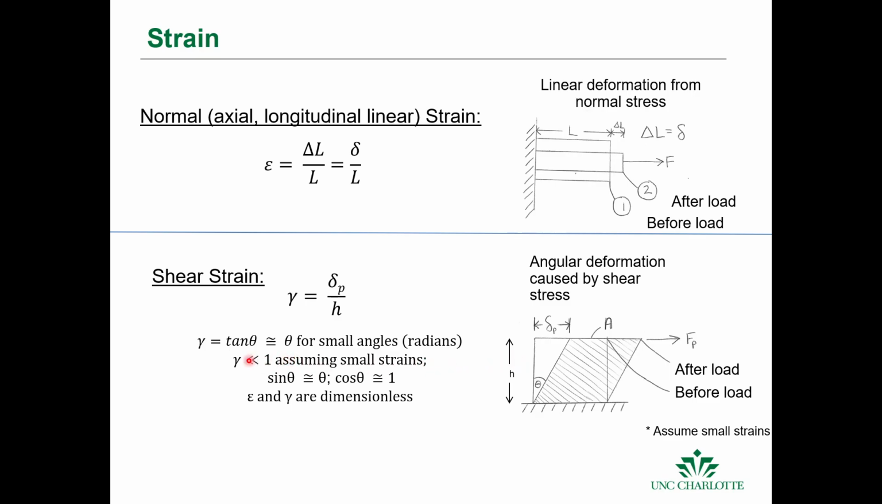If the angle is really small, sometimes we can approximate the shear strain just by the angle, because if we're trying to find this angle, which is the tangent of theta, and we look at the Taylor series expansion for these terms, for small angle approximations, the sine of theta is almost theta, and the cosine of theta is approximately 1. And so this is our shear strain. It's defined as this delta in displacement over the height of that material.